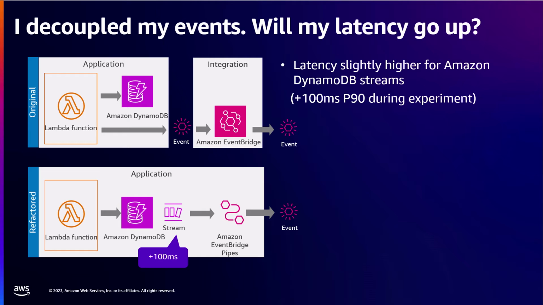But one question, of course, is latency. If I poll from my DynamoDB stream and then have EventBridge Pipes publish this event, does that actually increase my latency? And in this case, it actually does, because EventBridge Pipes polls from the DynamoDB stream. Now you can configure this, you have timeouts, you have batch sizes, but ultimately there's another running part, so it takes slightly longer to publish that event to its destination.